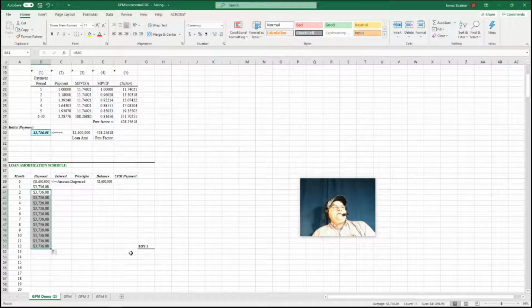All right. Now, if you notice, I put these little cheat marks in here so that you can see where your factor is going to change. All right, so that's your end of year.